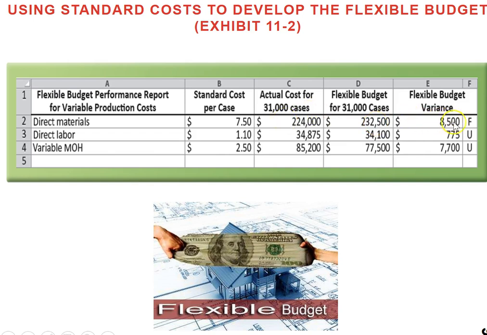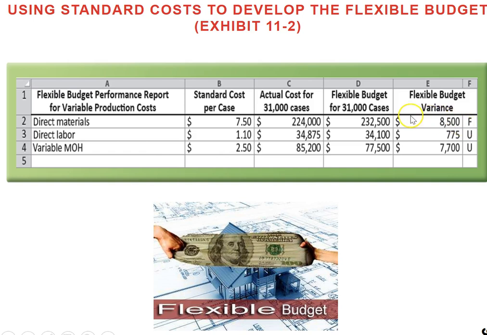That means it will be a favorable variance. So if you compare here for your direct material, for all those 31,000 cases, your actual cost is $224,000, whereas your budgeted cost for those 31,000 cases would be $232,500. So you see the actual cost is lower than the budgeted one, so the difference will be a favorable difference.